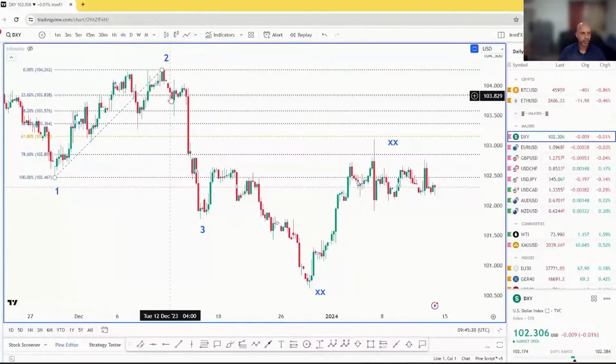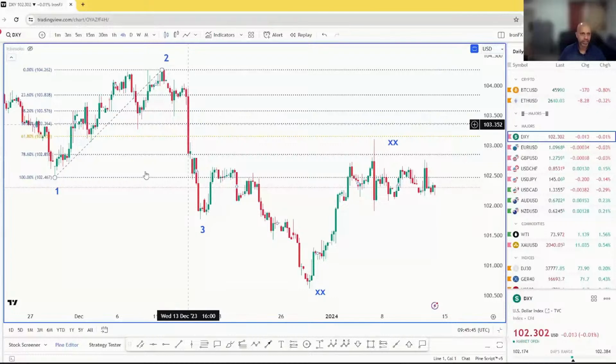So similarly here, 23.6% did not offer any support. Where it did find support was this time round at around the 38.2 before retracing higher and then finally smashing through all the other levels. You can clearly see here as it smashed through 38.2, 50%, 61% offered no support. Where it did find support briefly was at around the 78.6% Fibonacci retracement.